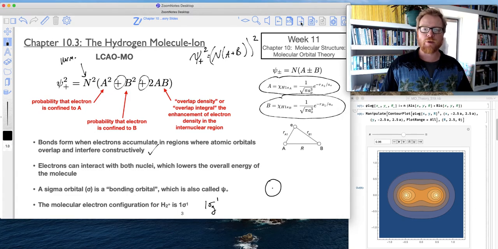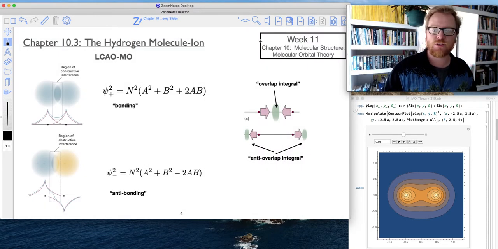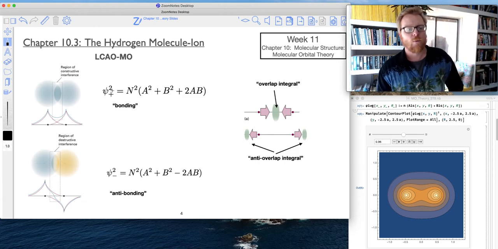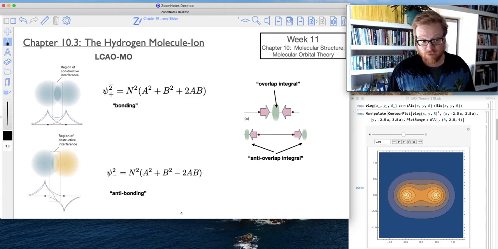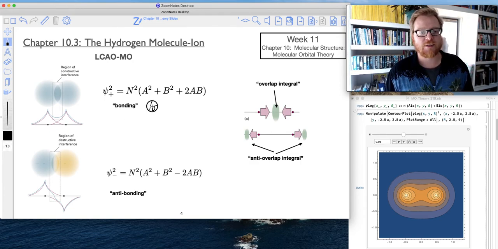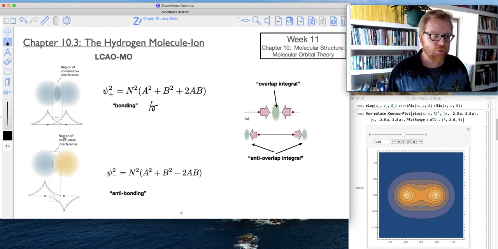Okay, moving on. So the psi plus squared is the bonding orbital. It's the 1 sigma bonding orbital, okay? And so you can see from my simulation regions of constructive interference. And I showed you this picture in valence bond theory, so this is still applicable, right? So you can see that constructive interference right there owes to that sigma bond forming.